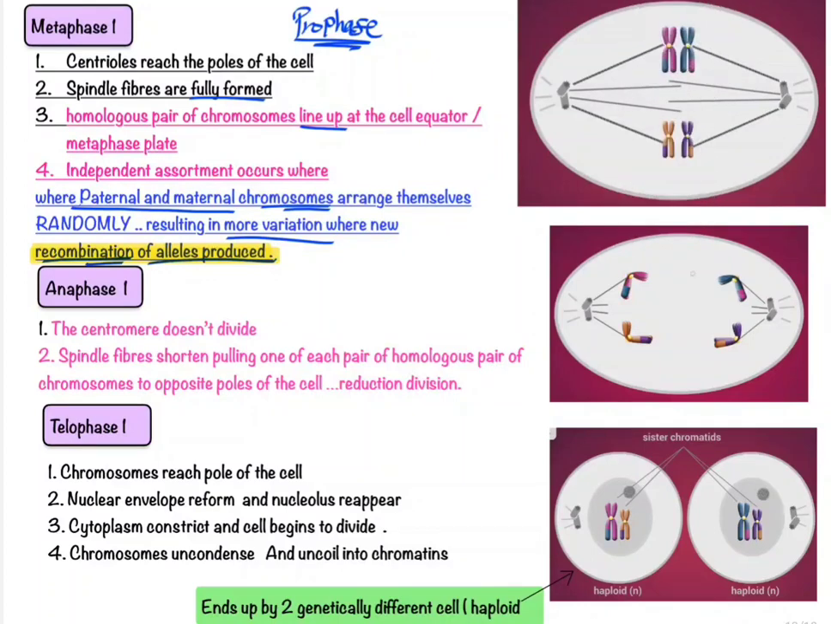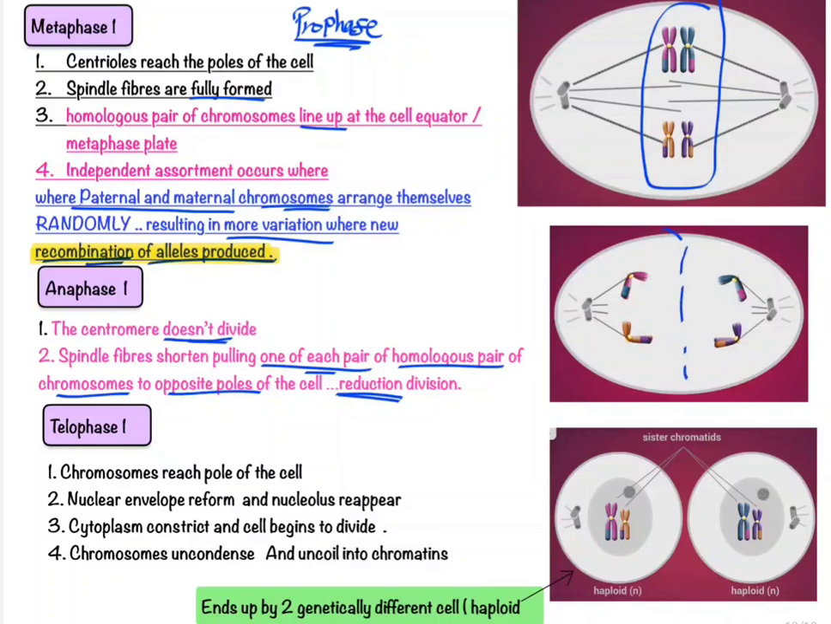So in mitosis, the centromere is used to divide, but now we're going to say that it doesn't divide. That's the difference between it and mitosis. The centromere doesn't divide, it's still here. And the spindle fibers shorten, pulling one of each pair of homologous chromosomes to the opposite poles of the cell. Like, these two go to the left part, and these two go to the right, okay? Which is why we call it reduction division. They were at first 4, then now we're going to have 2 cells having 2 and 2.